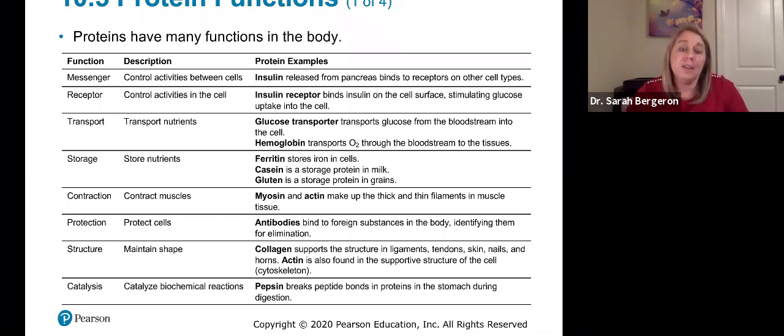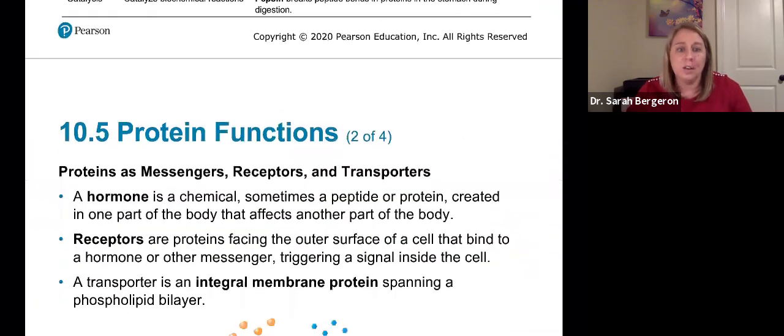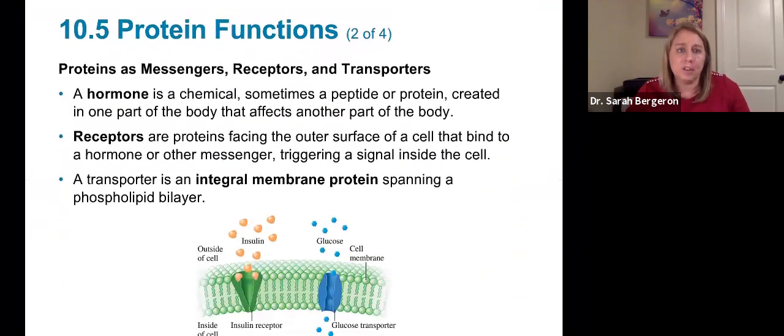And then you have enzymes that function in catalysis. So these help our biochemical reactions go at a pace that is quick enough that we can actually do anything. So for example, pepsin is an enzyme that will actually cut up peptide bonds in proteins that we eat that are in our stomach. And so that helps us with digestion. So there are lots of different functions.